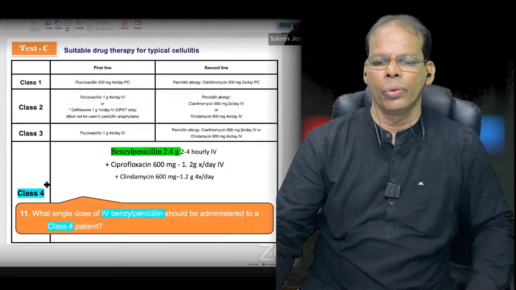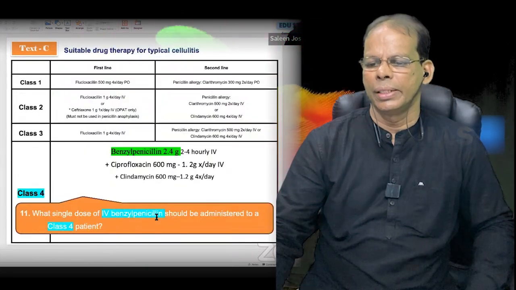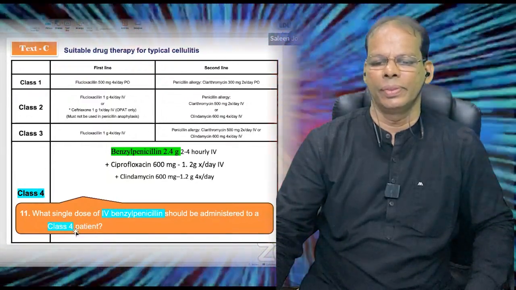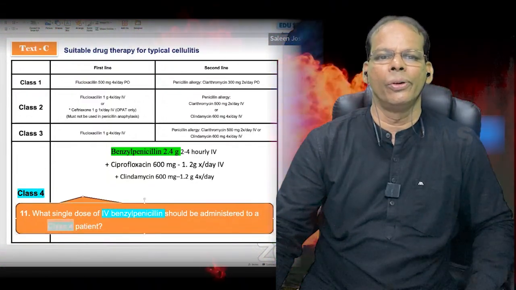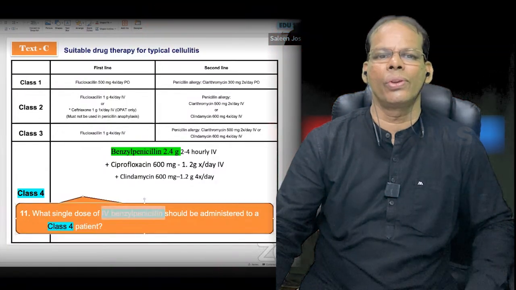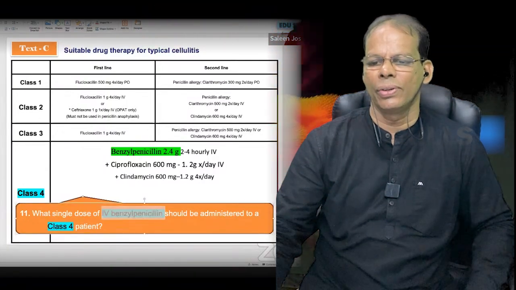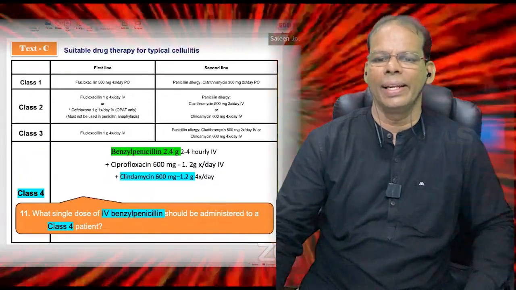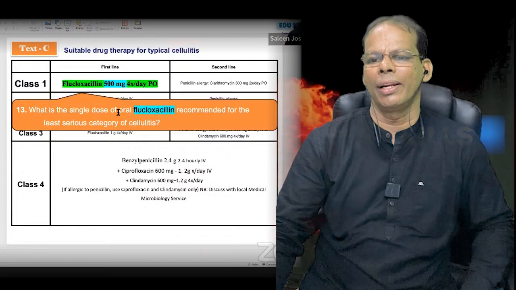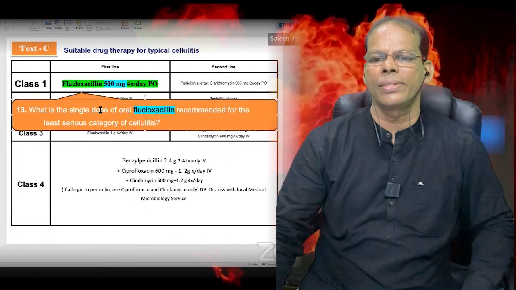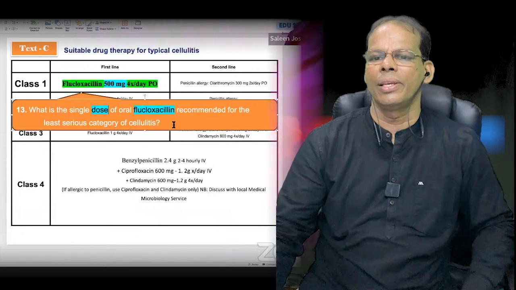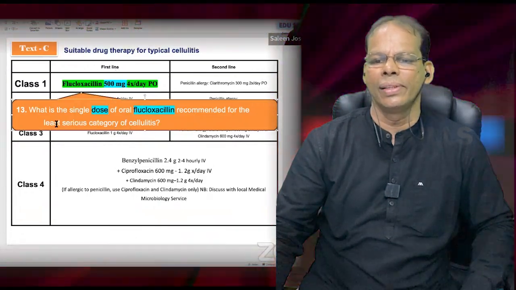And coming here, 11: what single dose of medicine should be administered to class 4 patients? Again, you have class 4 here. That's a clue where you have to look immediately. Class 4, then you have the name of a medicine. So you have to look for that medicine within class 4, that's all. Again, the same strategy: the name of the medicine is given. What is a single dose of oral? Immediately, single dose means text C. Recommended for the least serious category of cellulitis. See, first line, least serious means first line, right?